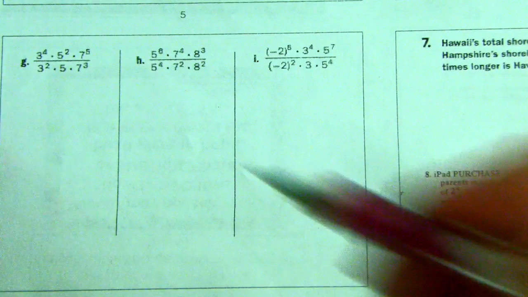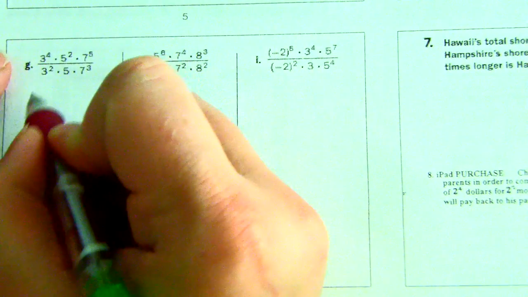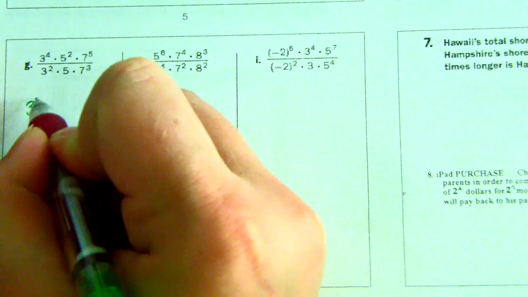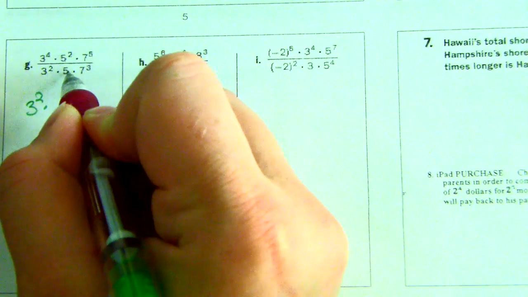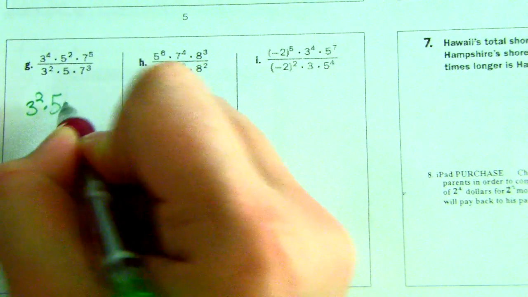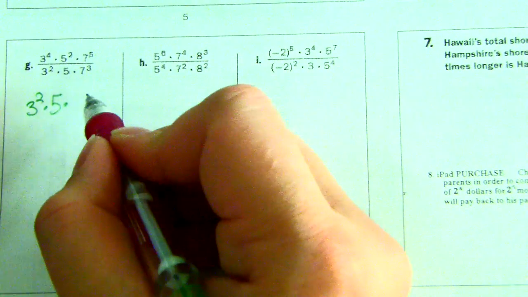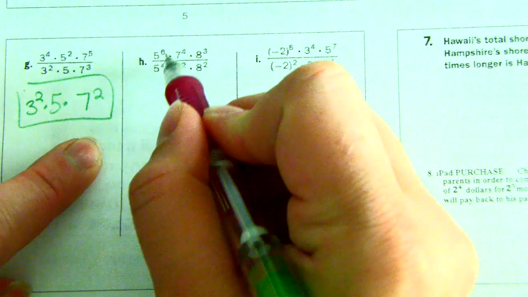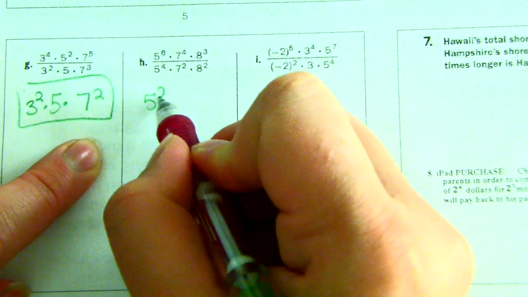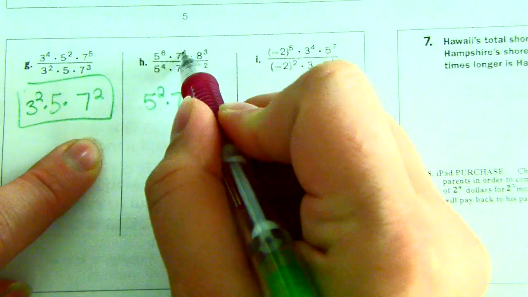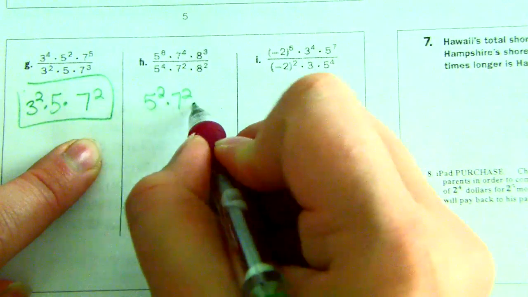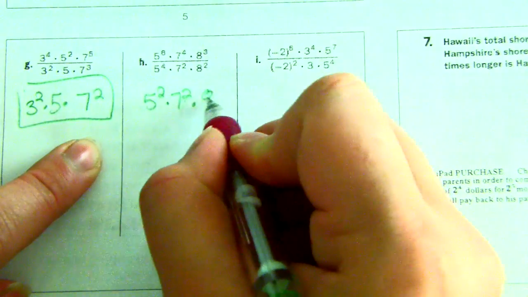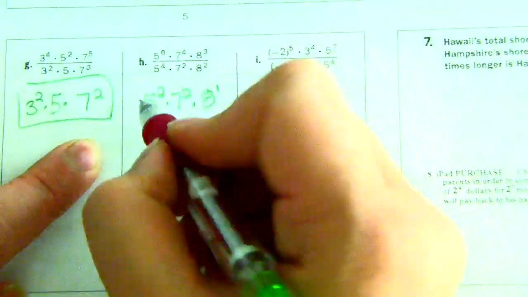A few more practice with those ugly ones. We're just going to use the shortcut. So the base of 3 would be 4 minus 2, 3 squared. 2 minus 1, 5. 5 minus 3 is 2, so 7 squared. Base of 5, 6 minus 4 is 2. 4 minus 2 is 2. 3 minus 2 is 1. So you could write it or not write it.